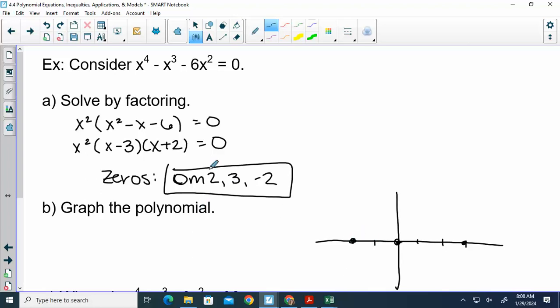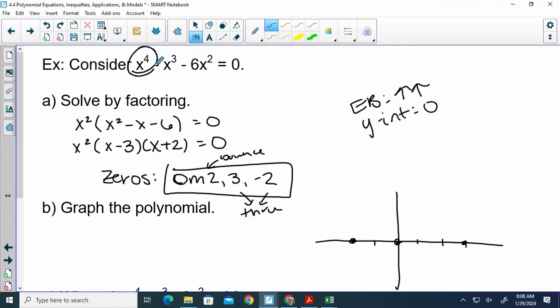What's going to happen at the 0? Our graph will bounce because of that square. At the negative 2 and 3, it will just go through. What is the y-intercept of this graph? If you put in 0 for your x, you get 0. What is our end behavior? Our degree is 4. Remember, even degrees look like a parabola unless it's a negative coefficient and it flips. So it should start up here. Hit negative 2 and go through, hit 0 and bounce, hit 3 and go through. So our graph looks something like that.